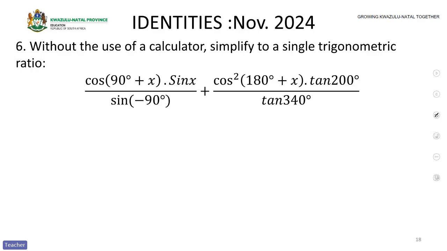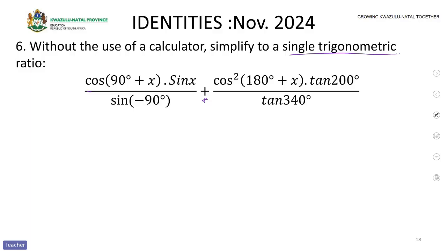Now, the other one that I gave you as homework was number 2: without the use of a calculator, simplify this expression into a single trigonometric ratio. So it means that at the end, you must get only a simplified single trig ratio. How many terms do we have here? In this case, we have got 2 terms. Why? Because of the addition that we have. On the left-hand side, how many terms do we have? We have got 1, because of the division. On the right-hand side of the addition, we also have 1 because of division. So hence, we've got 2 terms.